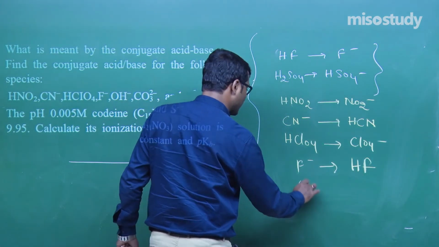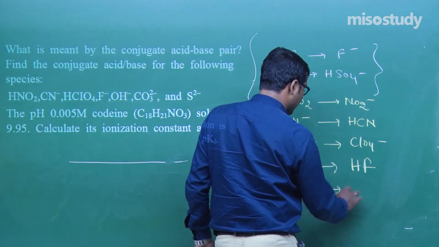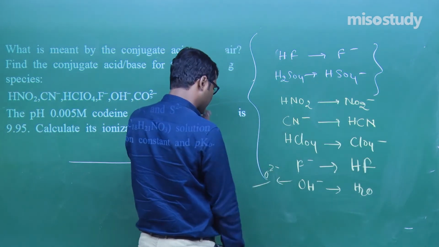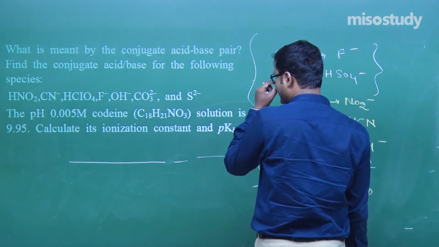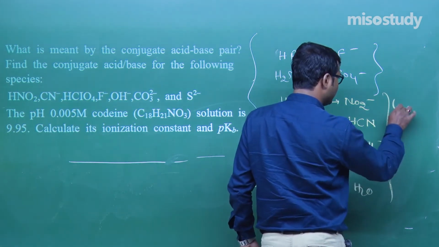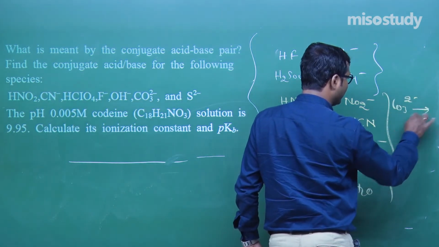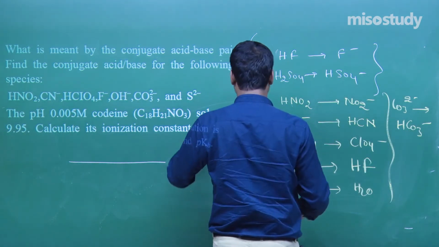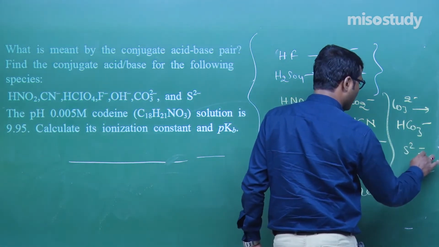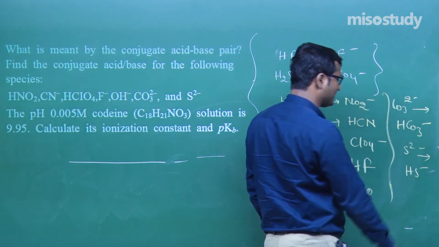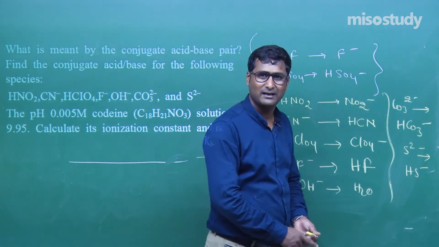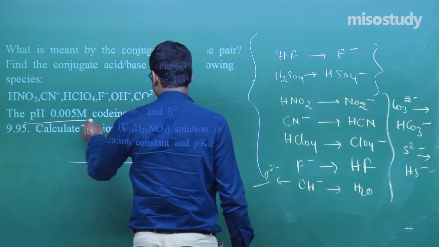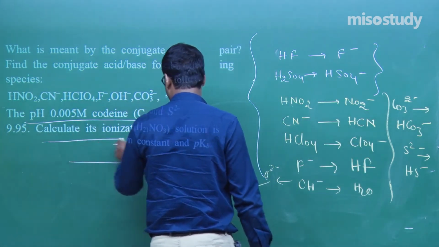What is OH minus? There are 2 possibilities, that is H2O and O2 minus. Now what is CO3 2 minus? The conjugate acid is HCO3 minus. What is S2 minus? That is HS minus. Look at the thing, it is simple. Yes sir, it's very simple for you. Now this is the question for you. How to solve this question, tell me.